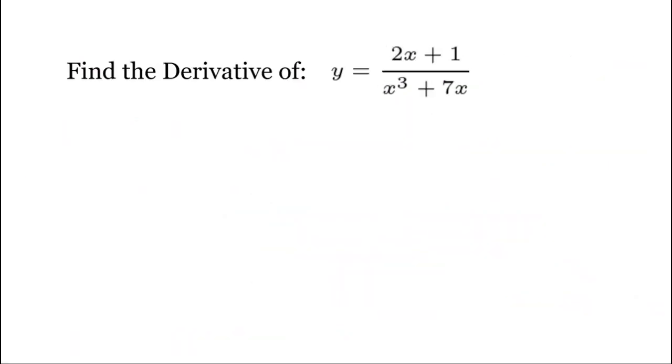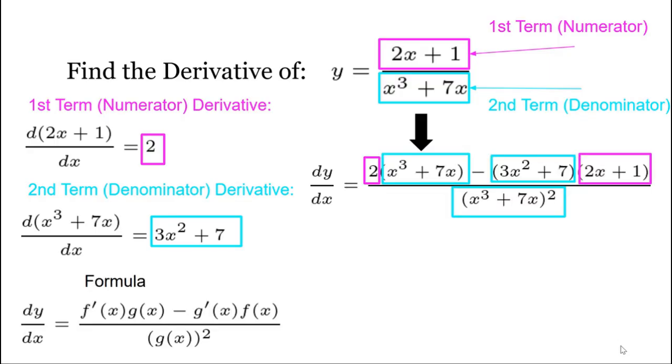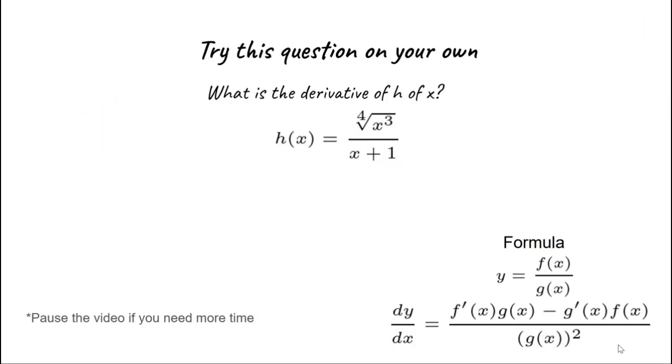Find the derivative of y equals (2x plus 1) divided by (x cubed plus 7x). To solve this, let's find the derivative of each term. So the first term, which is our numerator, 2x plus 1, its derivative is 2. And for the second term, which is our denominator, its derivative is 3x squared plus 7, following power rule. With these, we can plug them into our formula, like this. And now all we do is clean up the numerator, and then we are done. Now it's your turn. Try out this question, pause the video if you need more time.